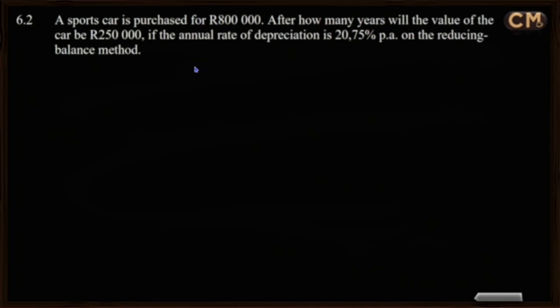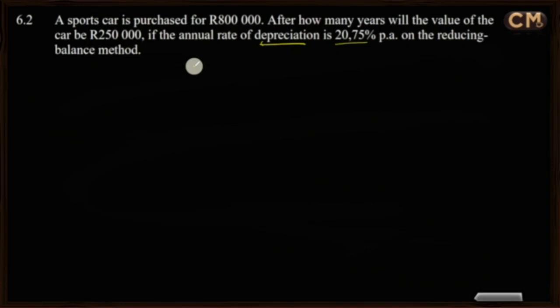A sports car is purchased for 800,000 Rand. After how many years will the value of the car be 250,000 Rand, if the annual rate of depreciation is 20.75% per annum on a reducing balance method? Funnily enough, that is actually in line with reality. The moment any car leaves the lot, at the dealership lot, I should say, it's immediately worth quite a bit less.